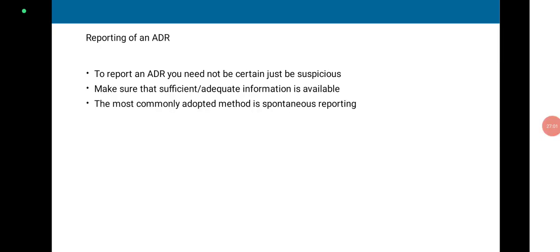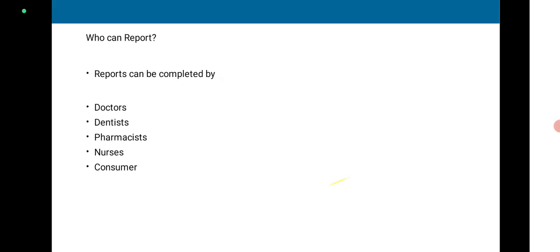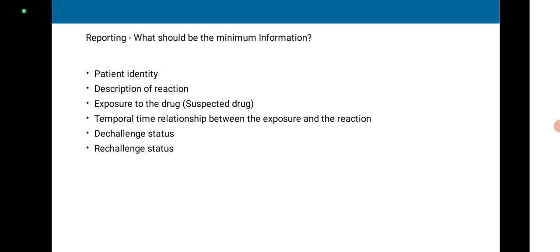Now coming to the reporting of an ADR. To report an ADR, you need not be certain, just be suspicious. Make sure that sufficient or adequate information is available, and the most commonly adopted method for ADR reporting is spontaneous reporting. Who can report an ADR? Reports can be completed by doctors, dentists, pharmacists, nurses, consumers. Any healthcare professionals can report an ADR.